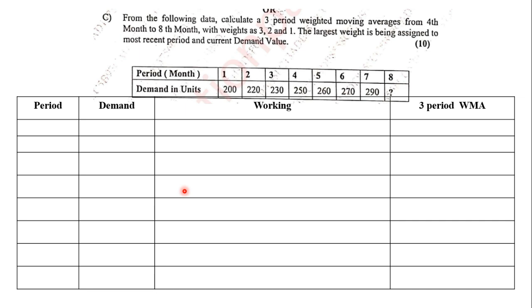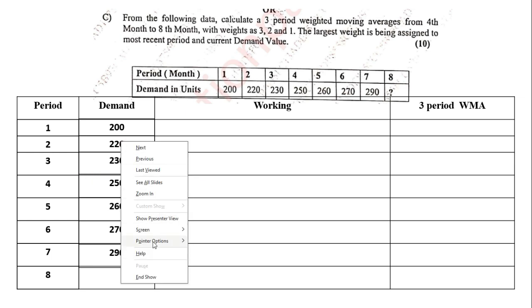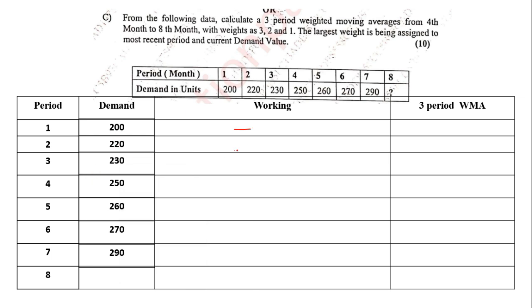Again, 4 columns are required: period, demand, working, and the 3-period weighted moving average. Under period we note down 1 to 8. Under demand we note down 200, 220, 230, 250, 260, 270 and 290. Since it is a 3-period weighted moving average, the first 3 rows will remain nil, and we will start with the fourth, but we have to take the first 3 values.